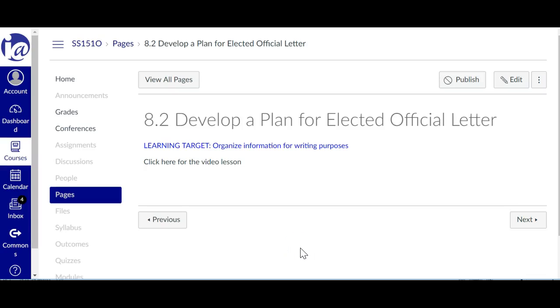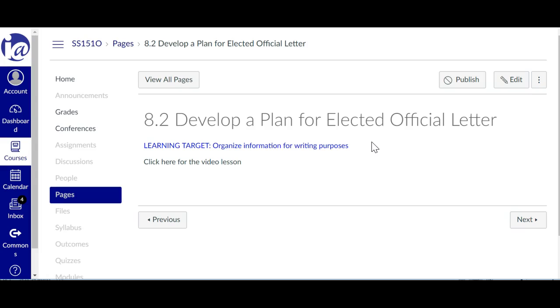Olson here. This video lesson is designed to help you plan. So let's begin with our learning target, which reads that you will be able to organize information for writing purposes. And you are going to see that we're going to organize in two different ways. One is physical gathering of papers, and the other is actually organizing the information and the historic details into a graphic organizer.